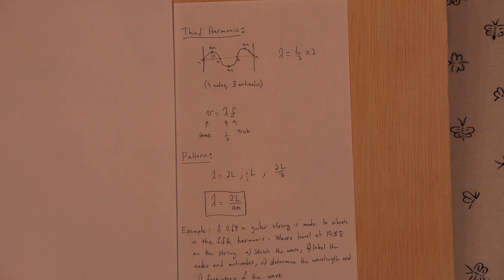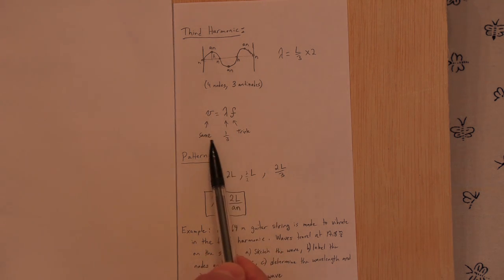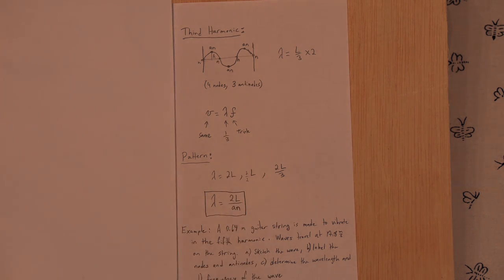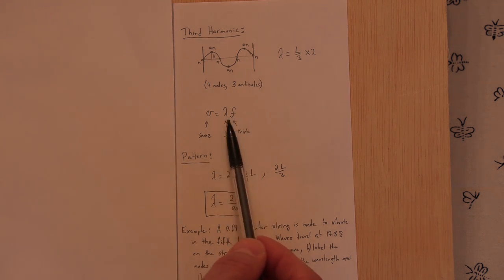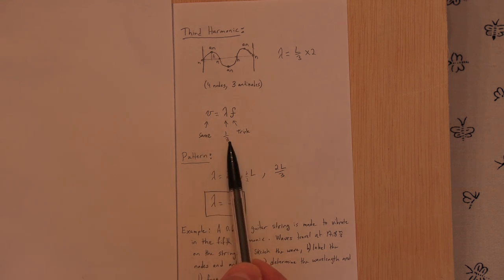So I plug that into v equals lambda times frequency. This is the same. The wavelength is now a third of the fundamental frequency's, or the first harmonic's. So in order for this product to remain the same speed, I need triple the frequency.